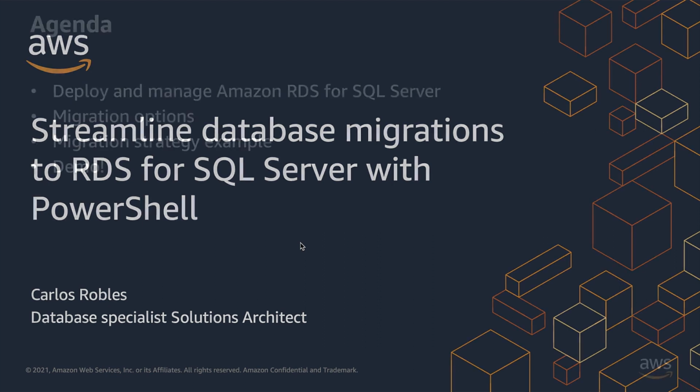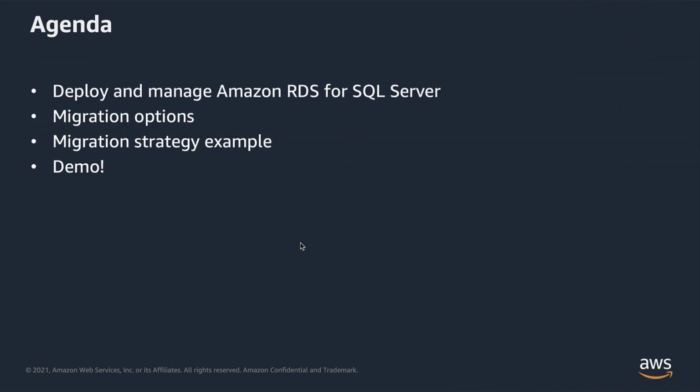All right, so let's have a look at the agenda. The first topic is about options to deploy and manage Amazon RDS for SQL Server. And speaking about options, the next topic is about the multiple ways you can migrate databases from your on-premises environment into AWS. Then I will talk about a migration strategy example you can adopt when you are leveraging backups and restore already. And finally, I will show you how to leverage the AWS tools for PowerShell and the SQL Server module, combining both of these tools to migrate databases without leaving the PowerShell ecosystem.